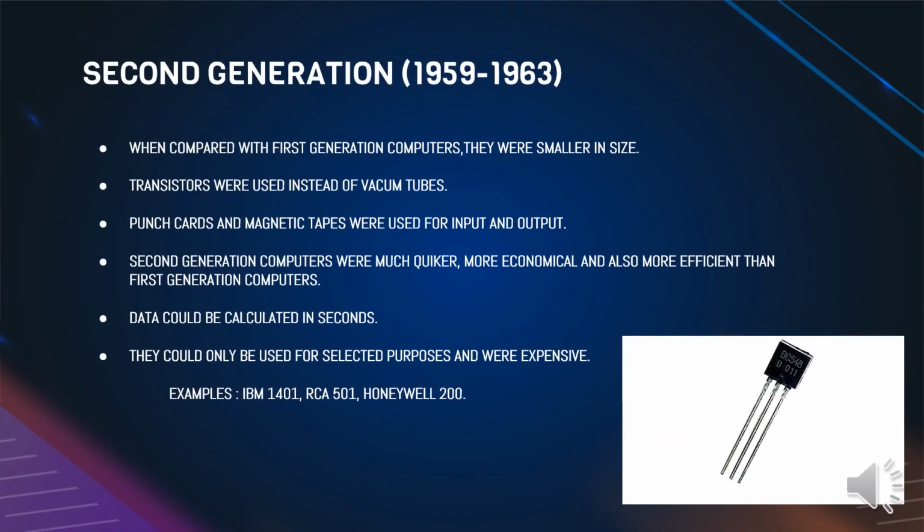Second generation computers, 1959 to 1963. When compared with first generation computers, they were smaller in size. Transistors were used instead of vacuum tubes. Punch cards and magnetic tapes were used for input and output. Second generation computers were much quicker, more economical, and also more efficient than first generation computers. Data could be calculated in seconds. They could only be used for selected purposes and were expensive.